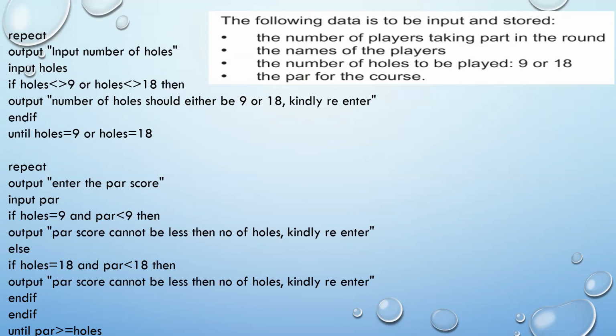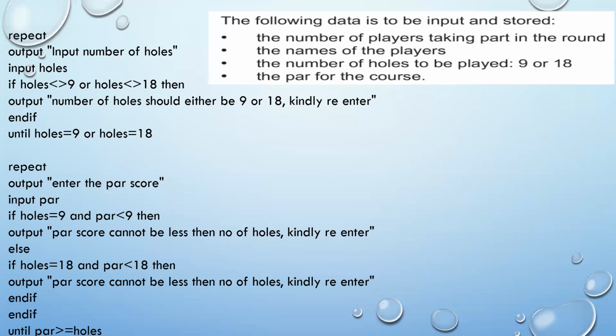Once the input has been validated, that means once your number of holes is either 9 or 18, you are taken to the second part of the program where you are asked for a par score. Now again, think we are playing a 9-hole game. The par score is the number of strokes taken by an experienced golfer to complete the entire round. So obviously if it's a 9-hole game, then the minimum number of strokes taken by a player would be 9.